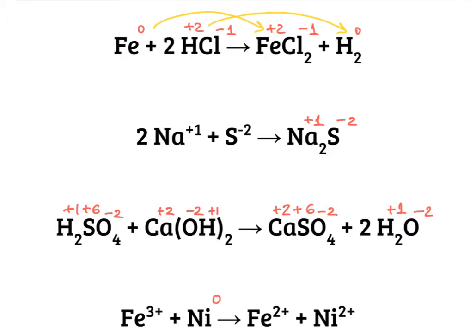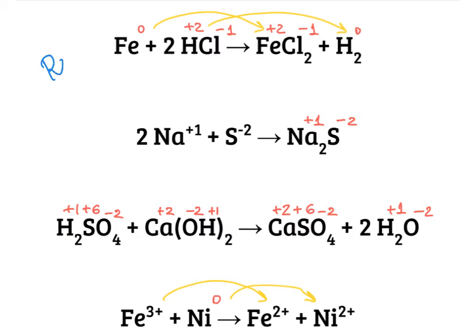The story repeats itself in the third reaction. We see no change in the oxidation states of elements. And in the last reaction, iron is reduced and nickel is oxidized. So what conclusions can we make based on our observation here? Well, not every reaction is a redox reaction.